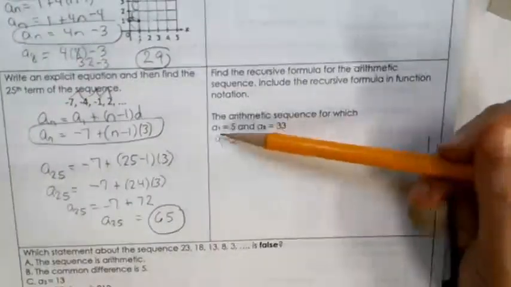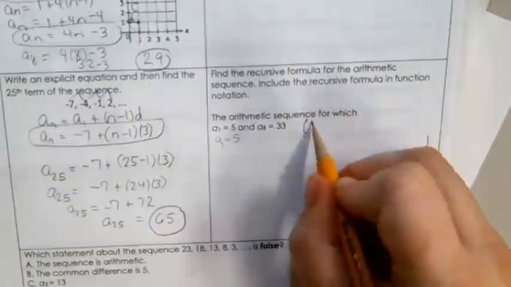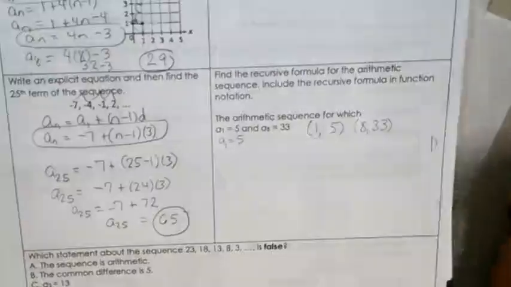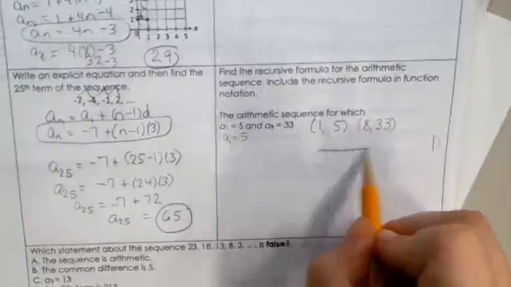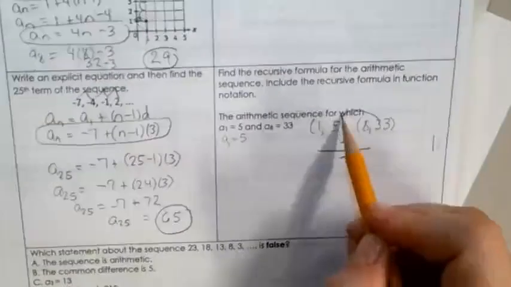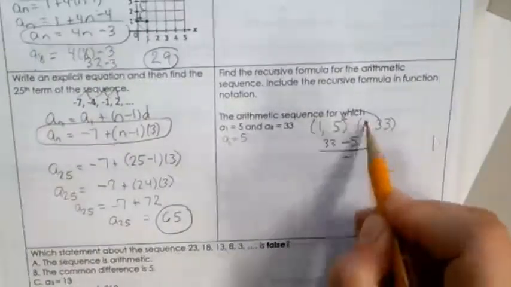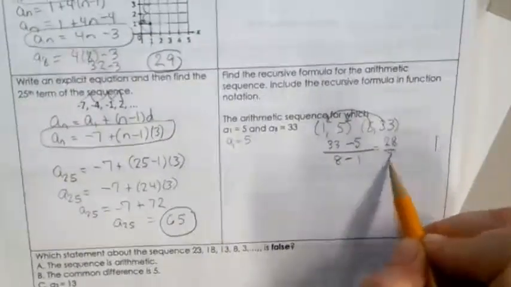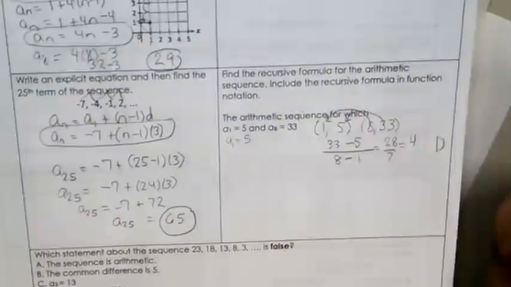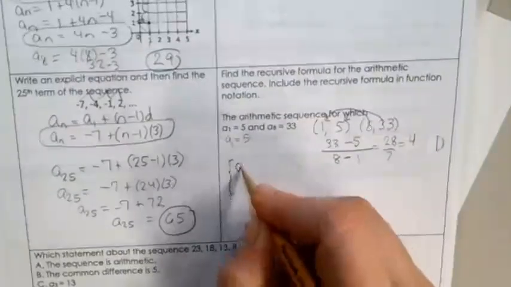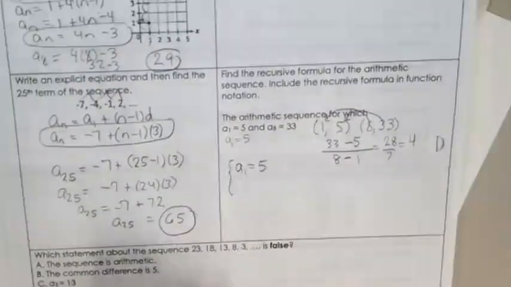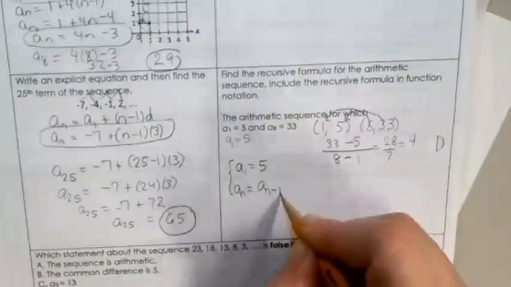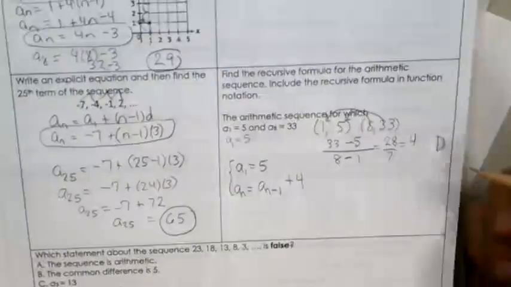So what I'm going to do is write these as ordered pairs. Term 1 is 5. Term 8 is 33. That allows me to find the slope. So I'm going to do 33 minus 5 over 8 minus 1. So 28 over 7. So the slope is 4. So the recursive form would be that the first term is 5, and that all the other terms are the term before plus a common difference of 4.